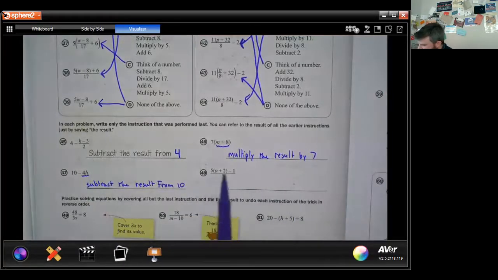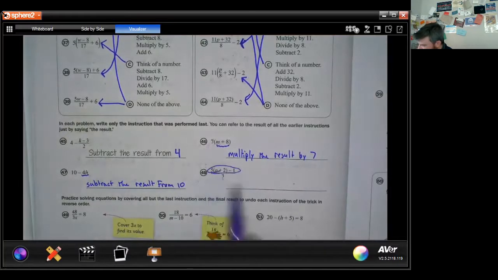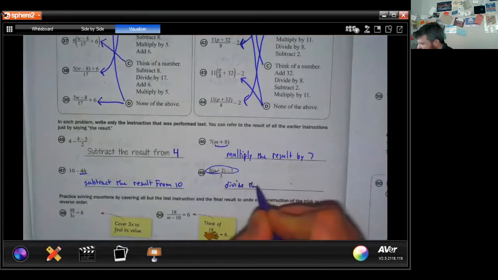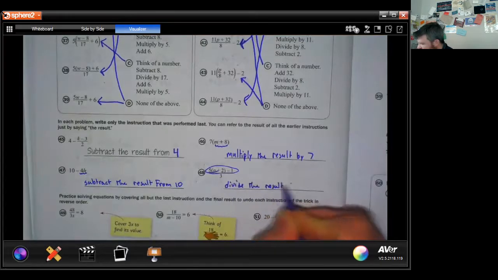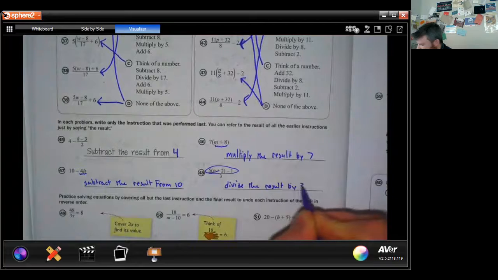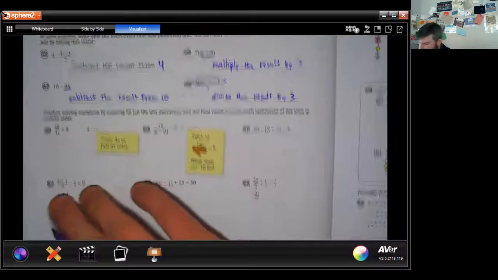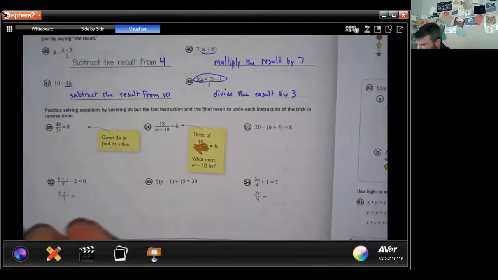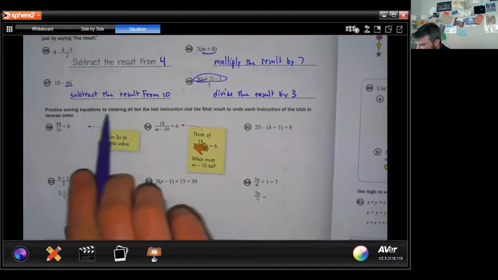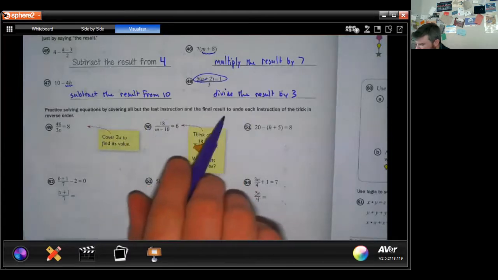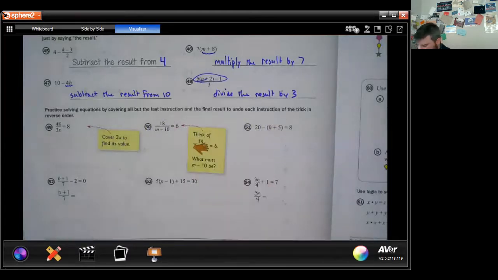Okay, on this one, here is our result. We're dividing it by 3. So divide the result by 3. Now here, 49 through 54, practice solving the equations by covering up all but the last instruction, and then undo the trick in the order.